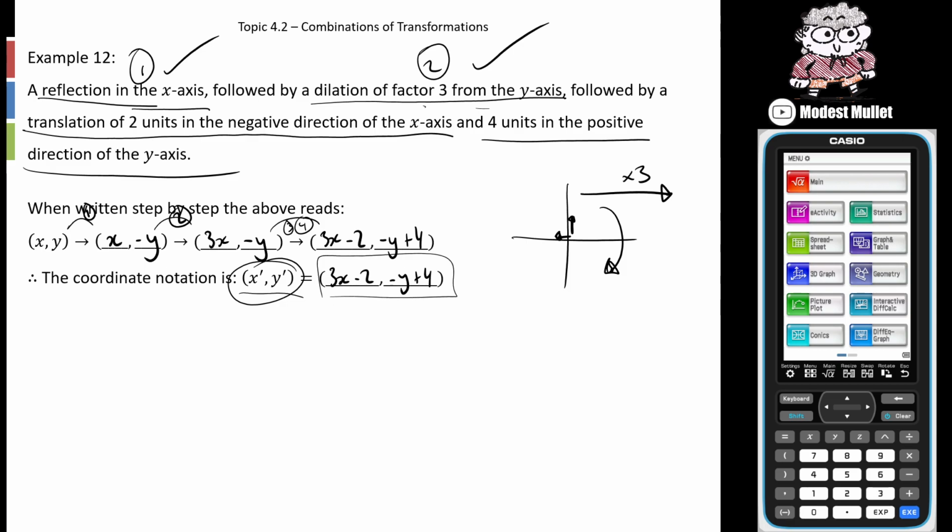So it's just applying them in the order that they're stated using common sense. Okay, what is happening to that coordinate point as you do that transformation? You don't need to worry about the whole graph, just think about an individual point, what would happen to it.